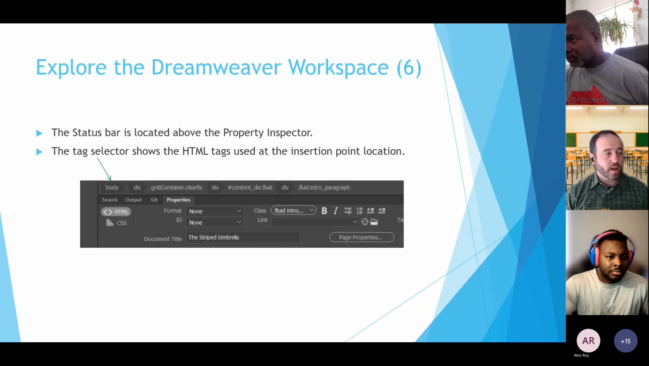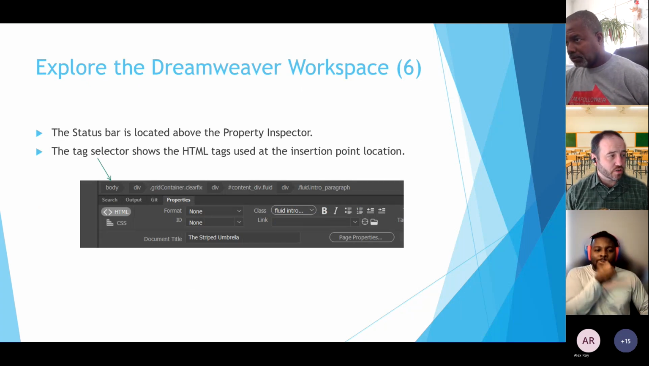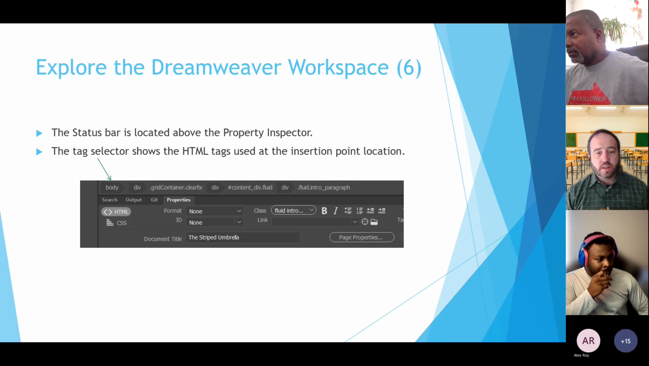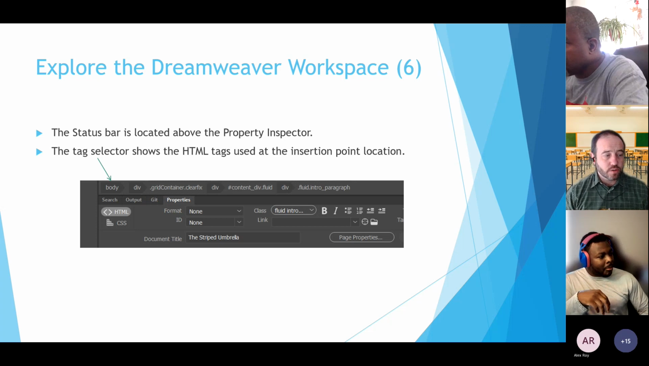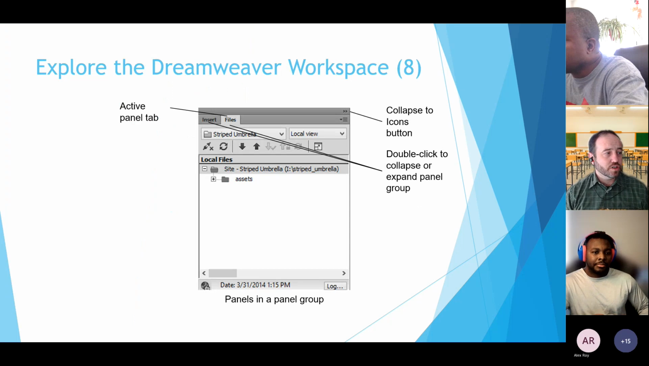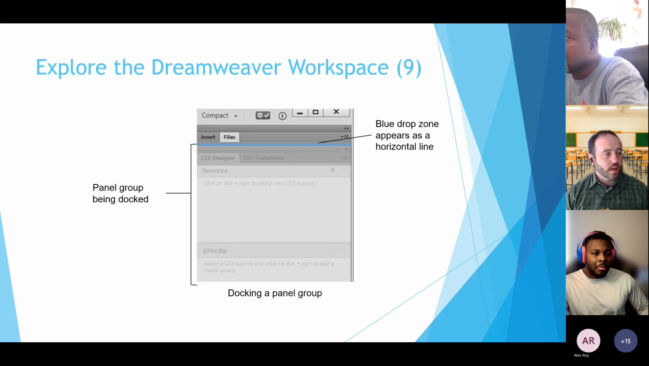So the status bar is right above the toolbar. It's that little strip that tells you where you are. It basically says, if you start typing, this is what you'll be typing into. And it talks about what panels are, these tab groups of information. And it shows you what the tab panels are. Ours looks slightly different, but they are still there. Kind of tells you how to dock it.